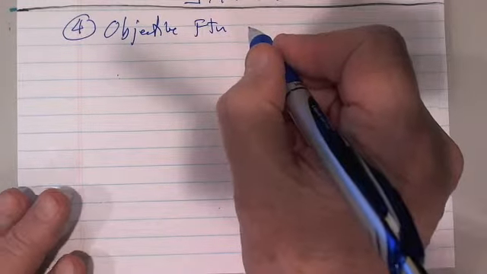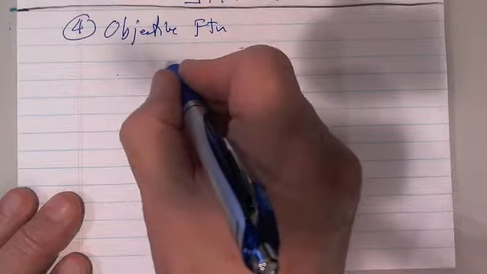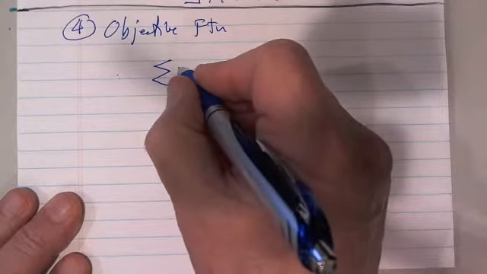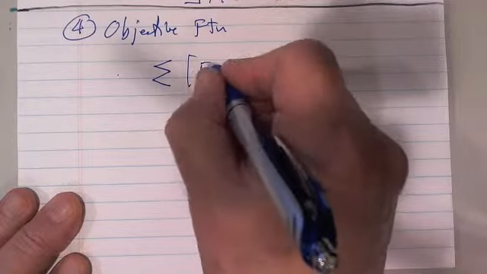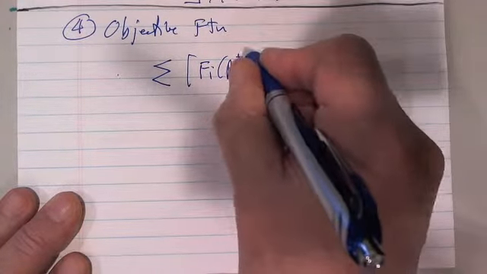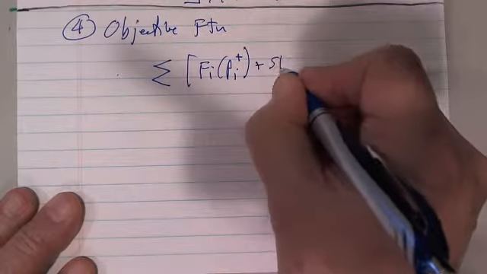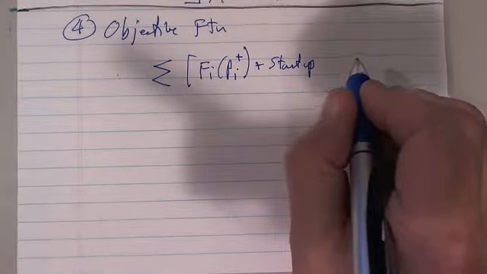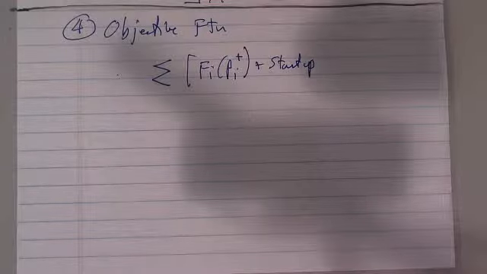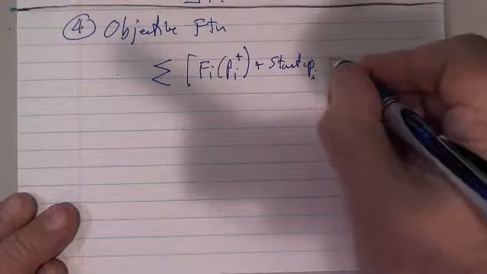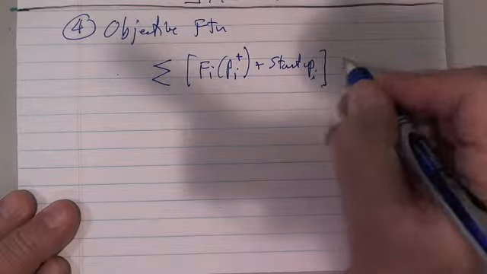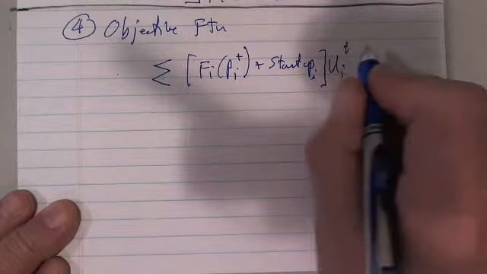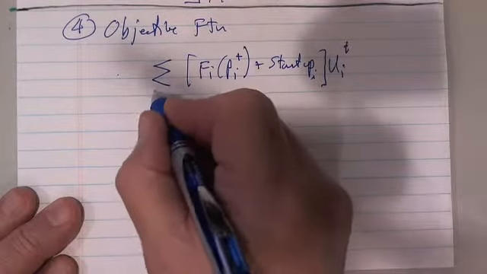In other words, what we're going to minimize is the sum of the Fi of Pi of t plus its startup, which is a startup cost, and it really just has to do with a particular generator, times ui of t, and this goes i equals 1 to n.